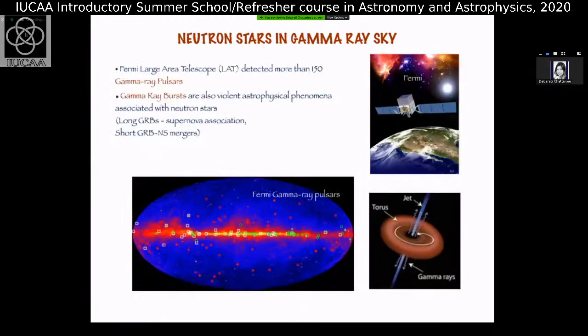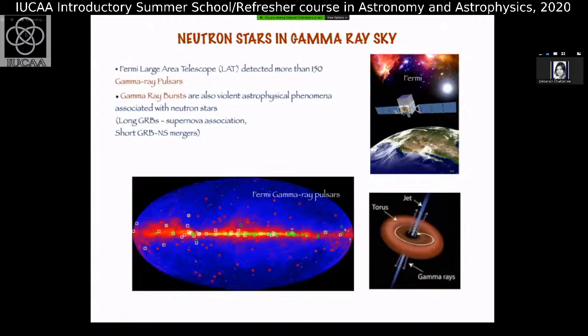Neutron stars can also be seen in gamma rays. So the Fermi LAT, or the Large Area Telescope satellite, has detected more than 150 gamma ray pulsars. Gamma rays also give us information about several astrophysical phenomena associated with neutron stars, particularly gamma ray bursts.